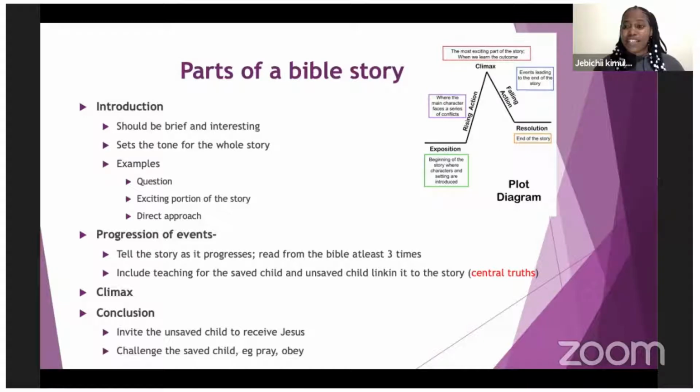so that you can create suspense, like the child would want to know what this story is all about. And there are 3 examples of introduction. The first one is a question. You can ask a question.